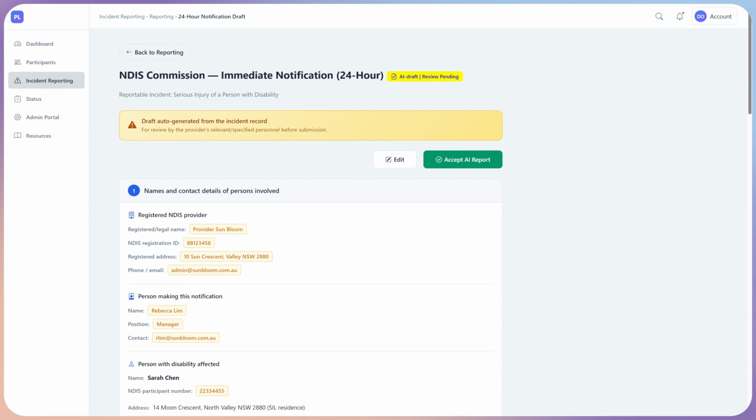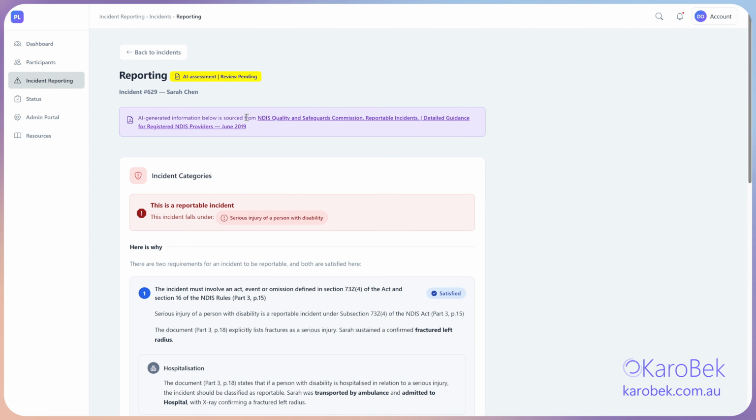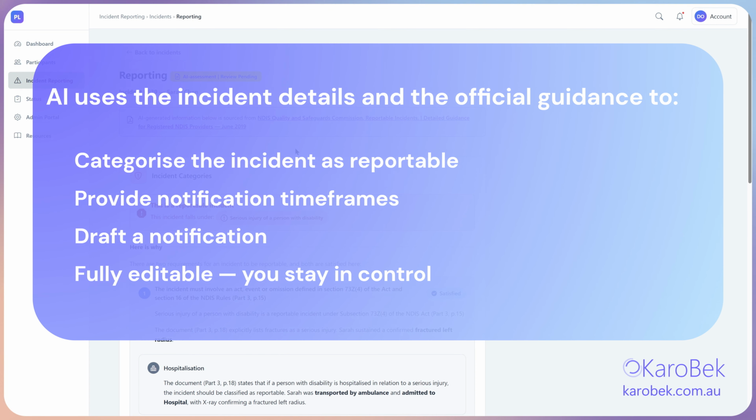What we have seen in this video is the incident details and the source document driving the categorization of the incident as reportable, the notification timeframes, and the draft notification, with everything editable so you remain in control.